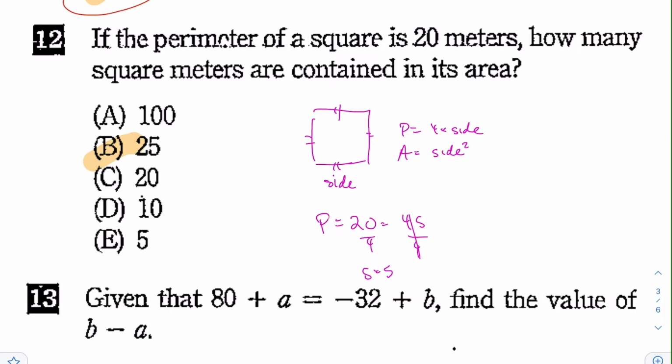So if you know the side is equal to 5, area will be side squared, or 5 squared, and that's equal to 25. Choice B.